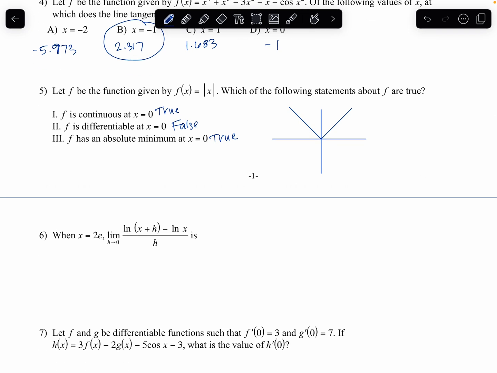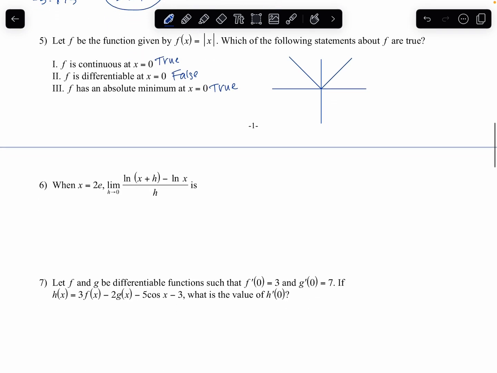When x equals 2e, the limit as h approaches 0. Okay, so for this one right here, it's important for the test and in general that you know what this means. This fits the definition of a derivative. The limit as h approaches 0 of f of x plus h minus f of x over h. Okay, this is equal to d/dx of f of x.